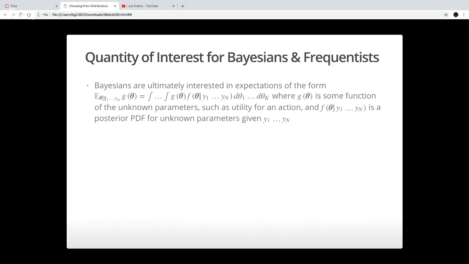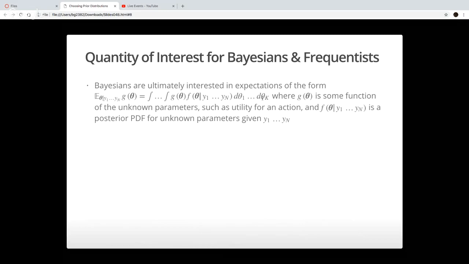And we know from the definition of expectation that this is just going to take the function that we're interested in, weight it by the probability that theta is in a little interval around dθ, and integrate over all the parameters that are in our model. Let's say there's k of them. In general, that can be more than 1.